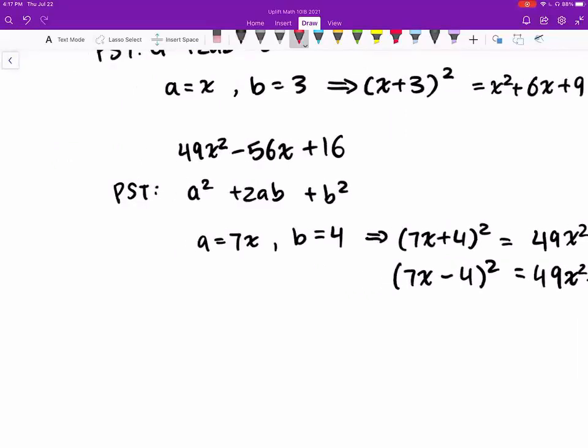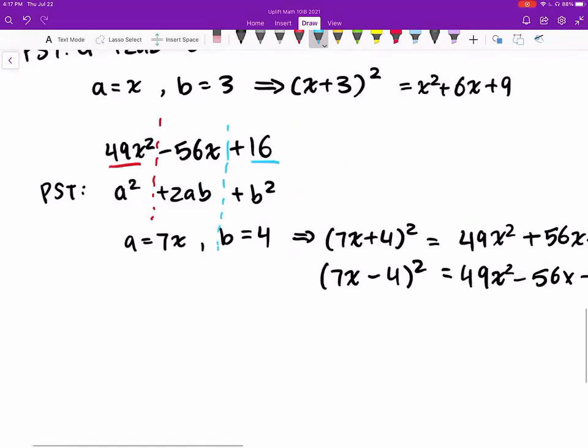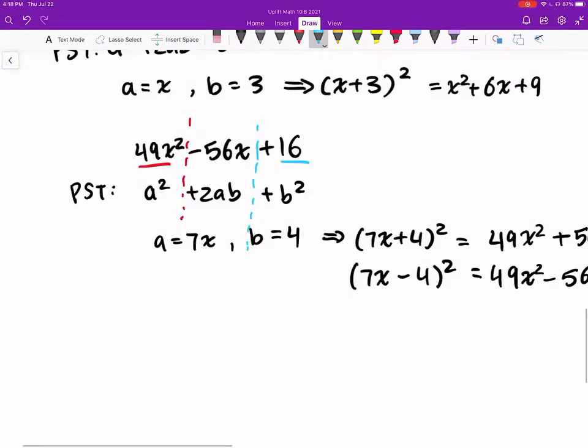If you're confused, what we essentially did is we took the first column and set a to whatever the square root of this is. Then we took the third column and set b to whatever the square root of this is. After we substitute these back into the binomial, we see if the middle term matches. If it does match, then it is a perfect square trinomial, and if it doesn't, then it's not. So that's what we did.